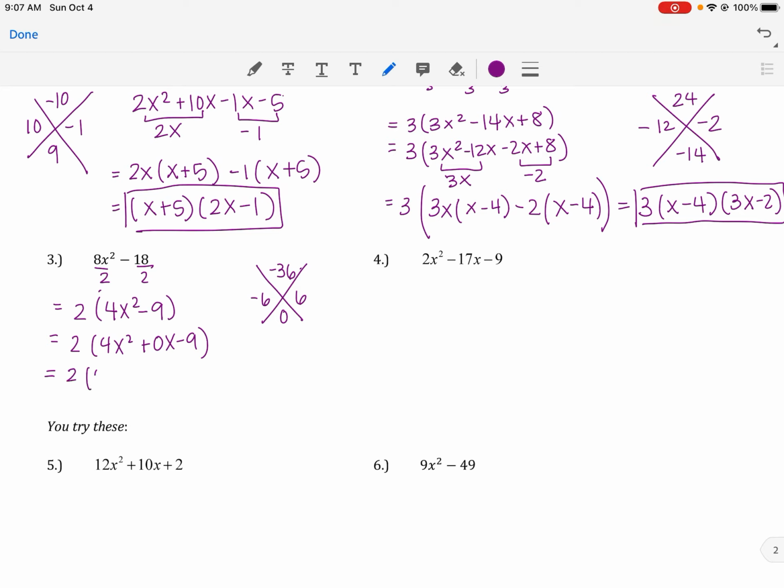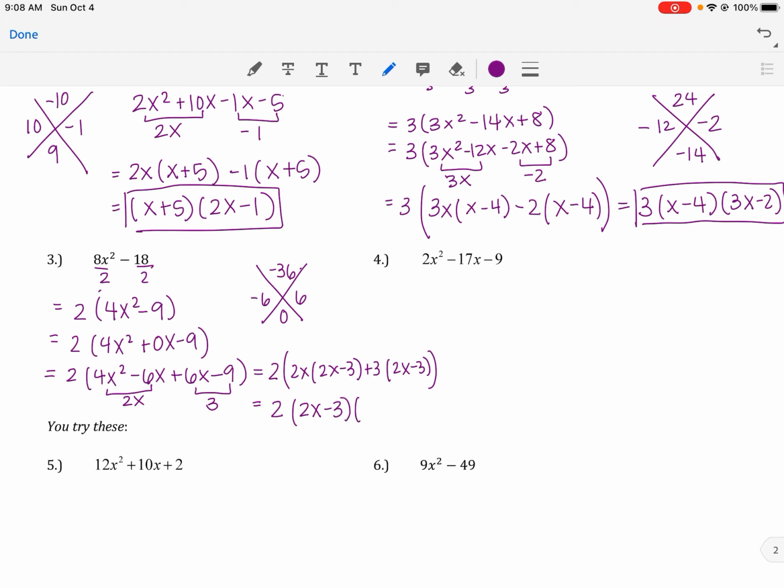So then we get 4x squared minus 6x plus 6x minus 9. Okay, so let's do our grouping. Here we'd have a GCF of 2x. Here we'd have one of 3. So we get 2x. And what do we get when you divide both those terms? We get 2x minus 3. Then we have plus 3. And we have a 2x minus 3. So our final answer is 2 times 2x minus 3, 2x plus 3.